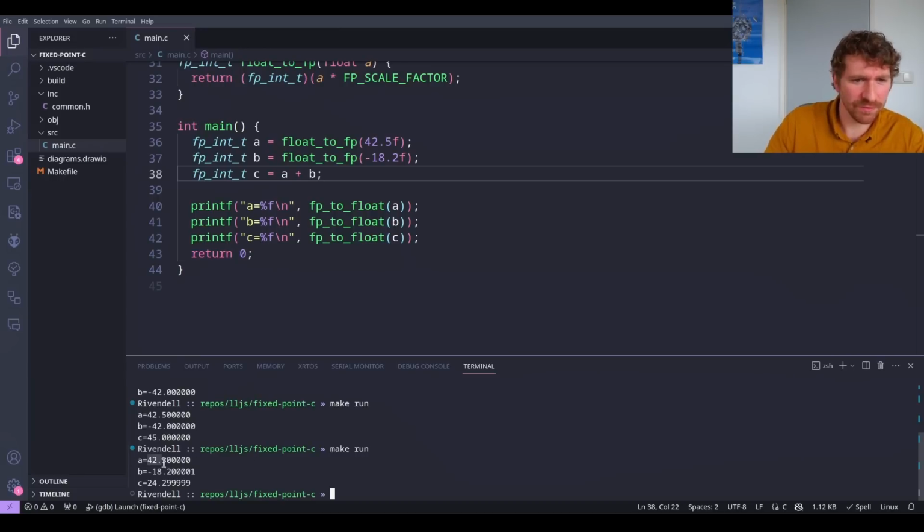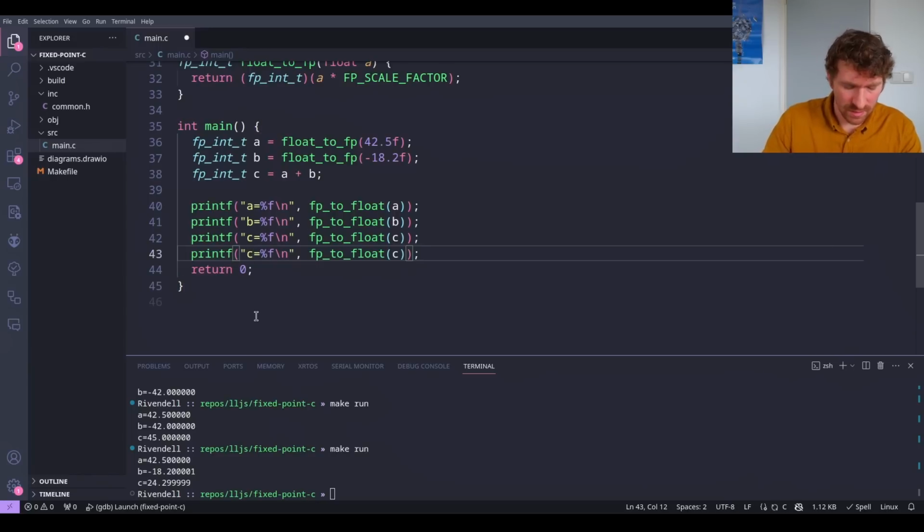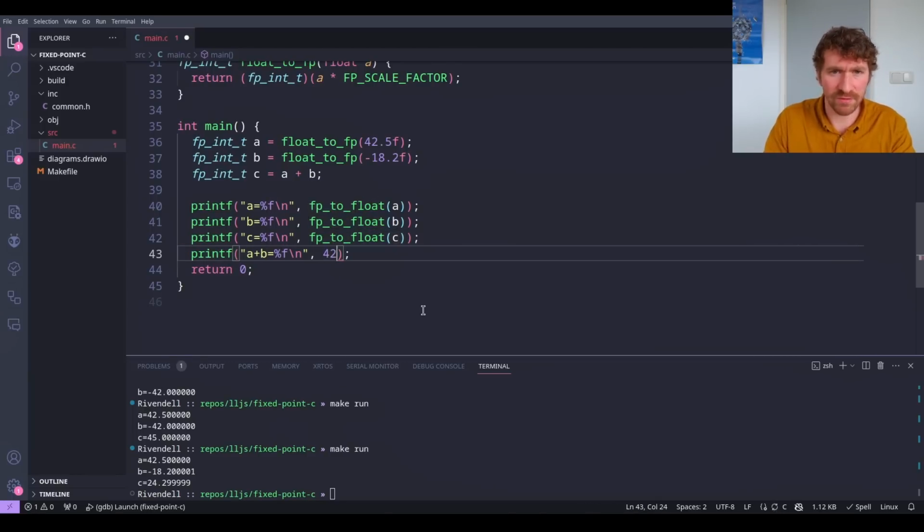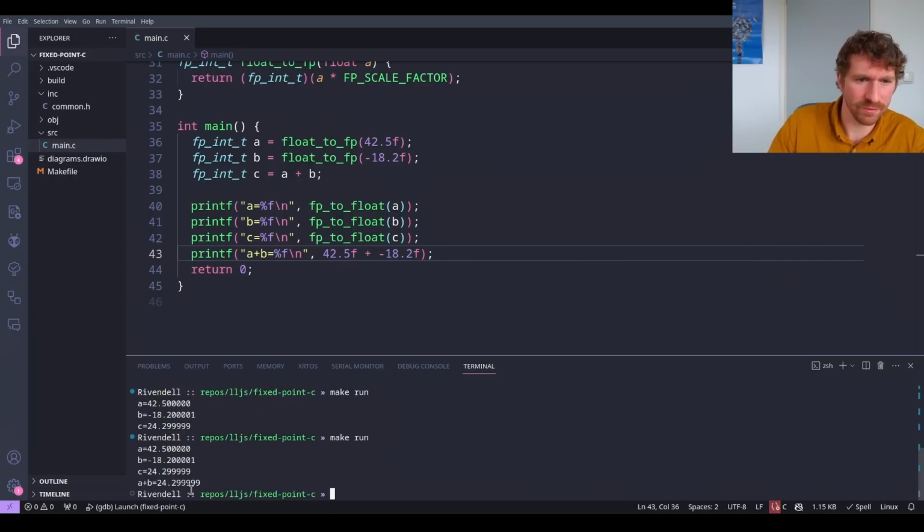So we're basically doing 42.5 plus negative 18.2, and the result here is 24.2999. Is that what we expect? Yeah, more or less it is what we expect, right? And it's more or less what we would get if we did this in floating point. So let's just try that for a second. 42.5 plus negative 18.2. Let's actually see what we get in floating point, and yeah, it's exactly the same, right? It's exactly the same value.